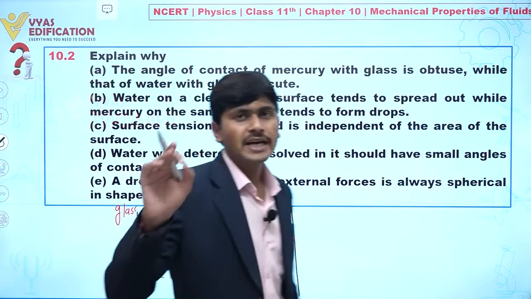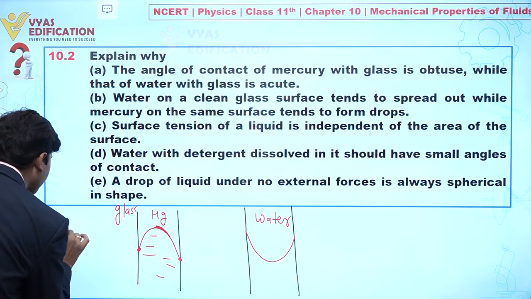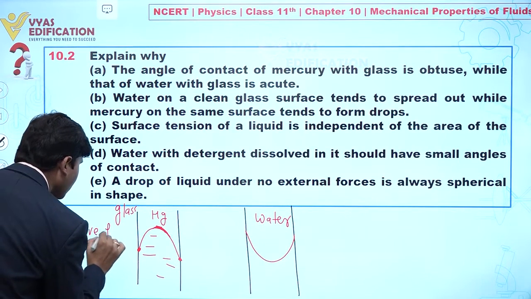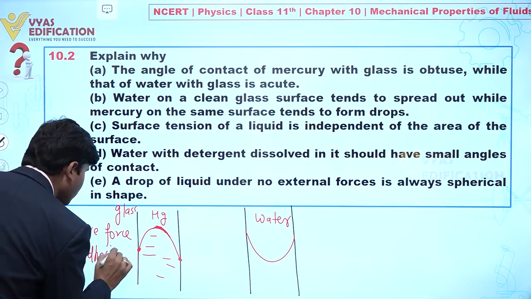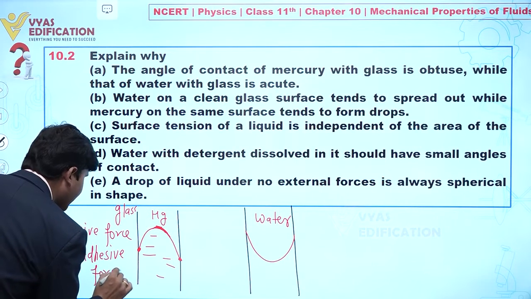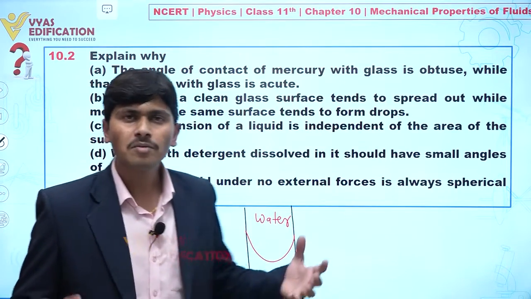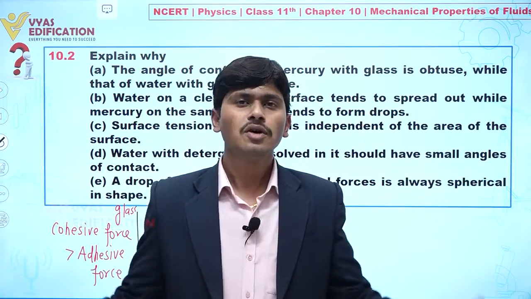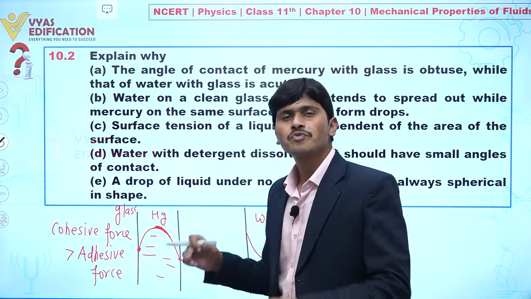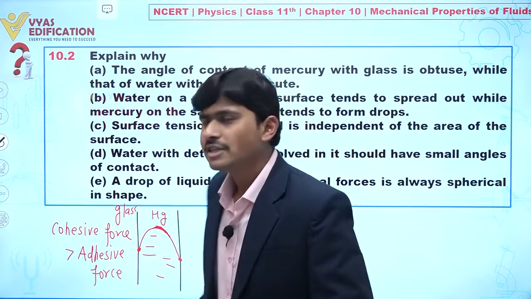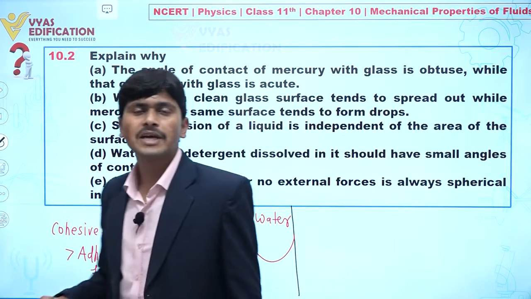So in the mercury and glass combination, cohesive force is more compared to adhesive force. When cohesive force is more, all the molecules of mercury want to come to the middle, because the force between mercury molecules is more compared to the force between mercury and glass. That's why we find an angle of contact that is obtuse.